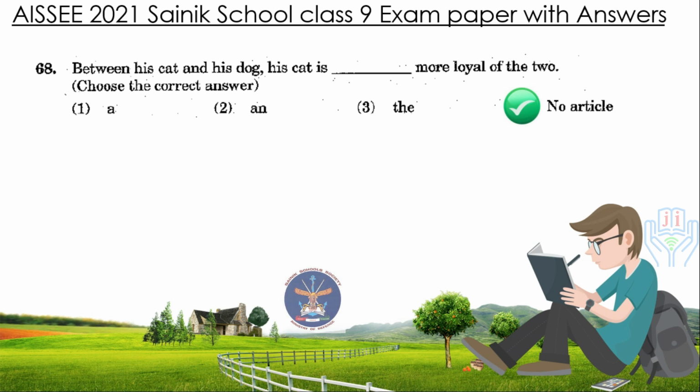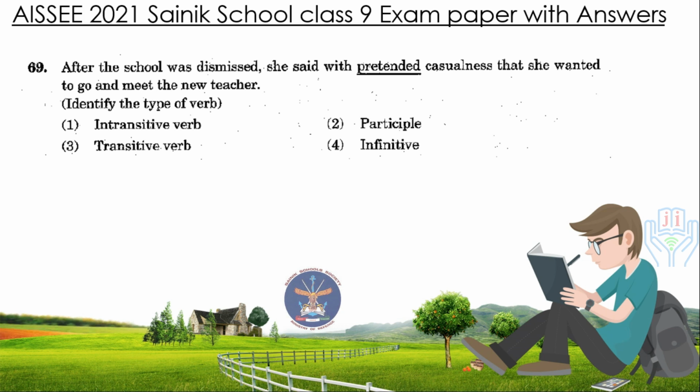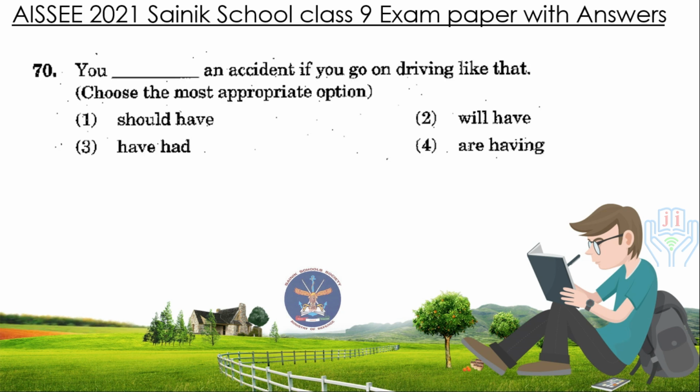No article. After the school was dismissed, she said with pretended casualness that she wanted to go and meet the new teacher. Identify the type of verb. Answer. Participle. You dash an accident if you go on driving like that. You will have an accident if you go on driving like that.